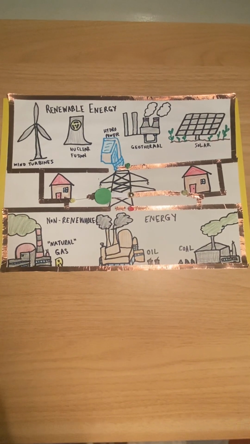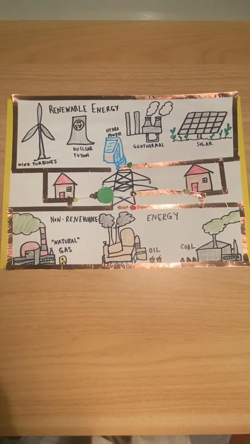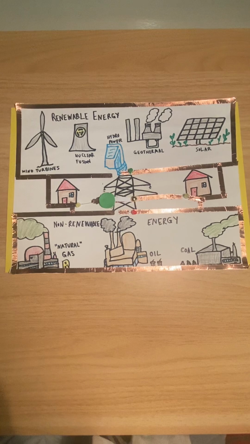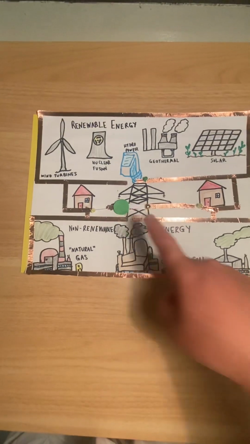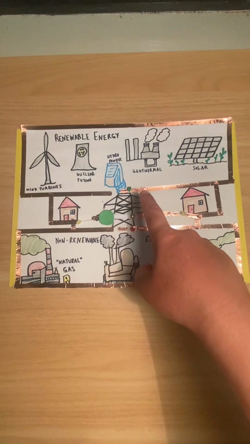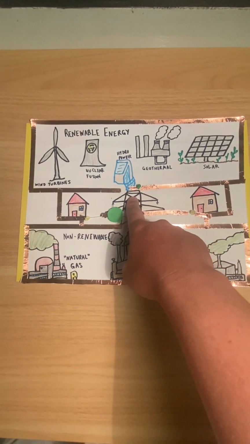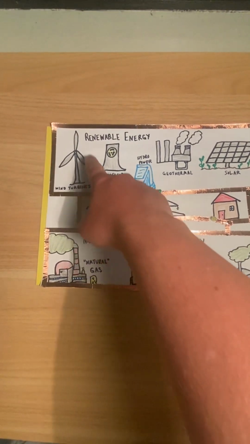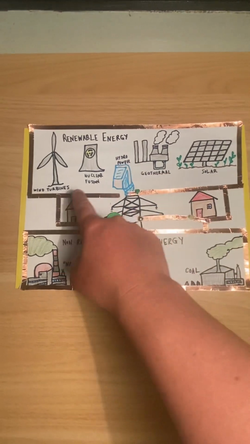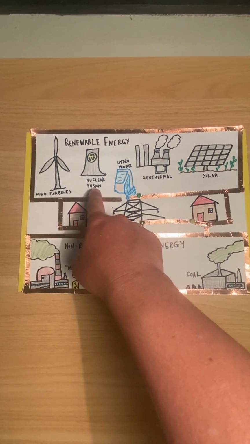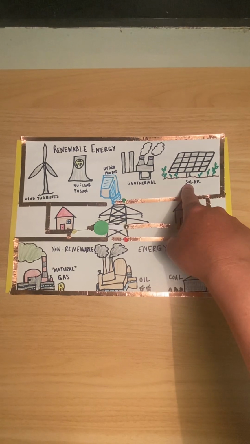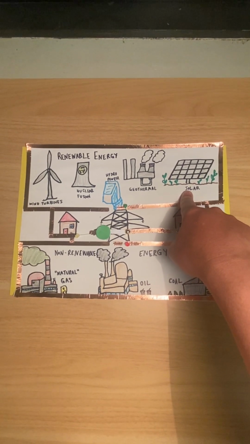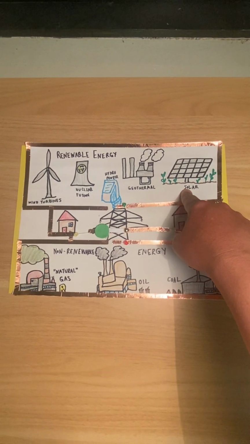This is my paper circuits project that demonstrates renewable energy and non-renewable energy. Here is my grid, and here is the transmission. I have renewable energy up the top, including wind turbines, nuclear fusion, hydropower, geothermal, and solar power, as well as other forms of renewable energy that could be added.